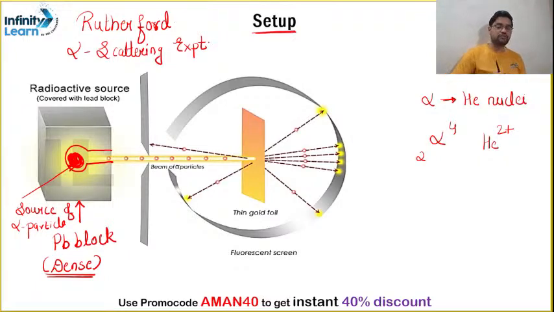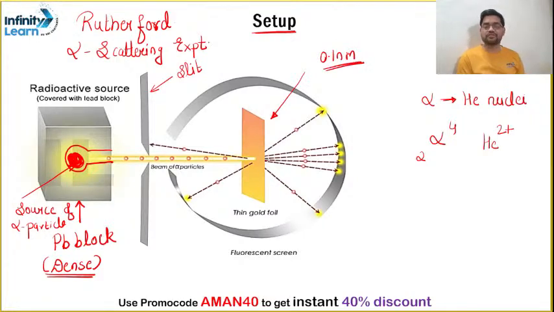Then there was a slit, made up of again what? Lead, that will allow a single beam to pass through it. Then the alpha particle was allowed to hit the center of a gold foil, a very thin gold foil. The thickness was around 100 nanometer, something like this. And the entire setup was covered with what? Fluorescent screen. Clear? So this is the entire setup.